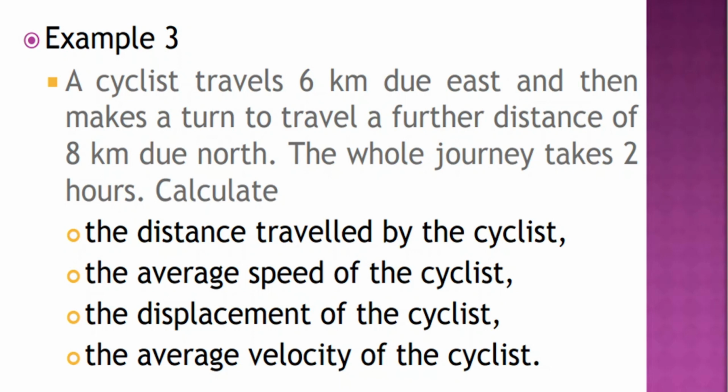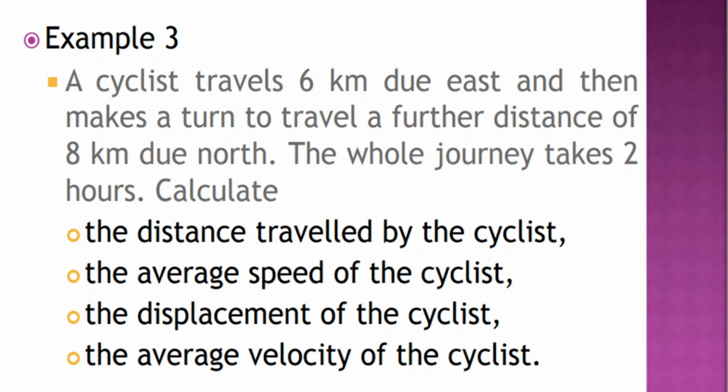Then in the next part we have to find the average speed of the cyclist. For that we will divide the total distance by time taken. We know that average speed is given as total distance covered divided by total time taken. So total distance covered is 14 km and total time is 2 hours. Dividing 14 by 2 we get 7, and the average speed of the cyclist is 7 km per hour.